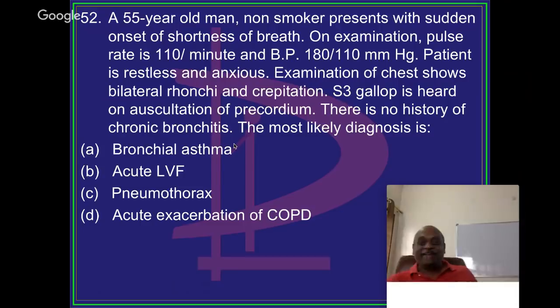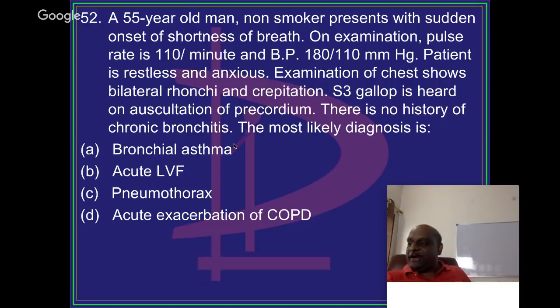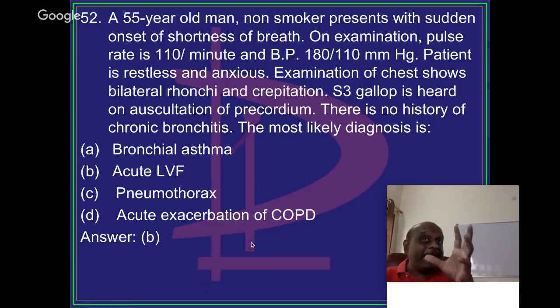That's right. So, question number 52. I can see Dawn proposing acute LVF. Absolutely. Dawn is DM cardiology. Even Rocket Trader. Excellent, excellent. So, S3 gallop. S3 is a sign of ventricular failure. S4 is a sign of atrial gallop, it is called, because of the LV hypertrophy, is what you need to remember.